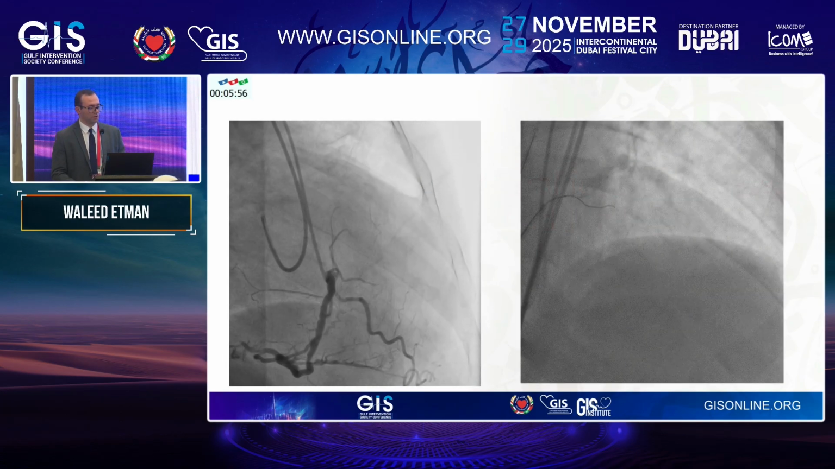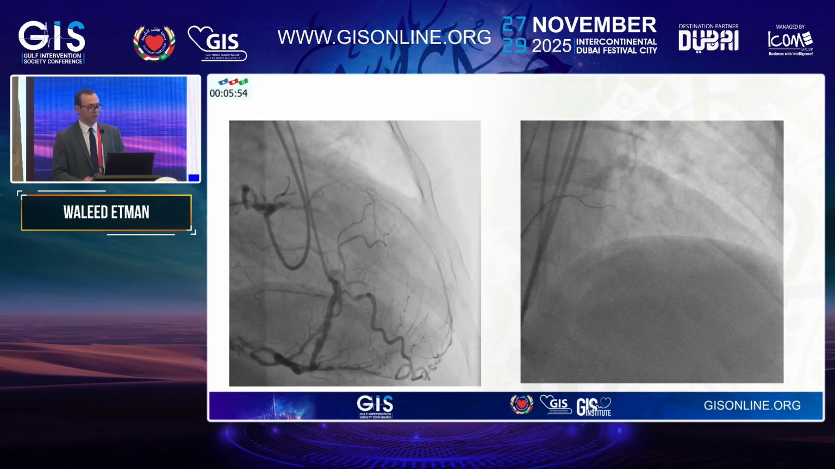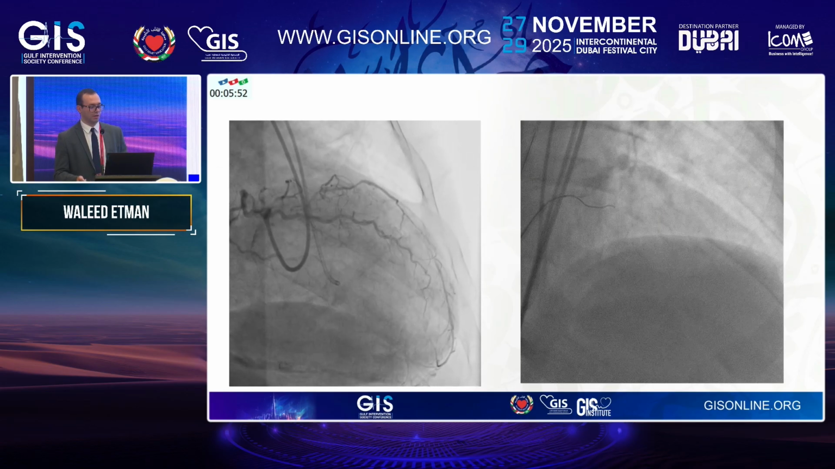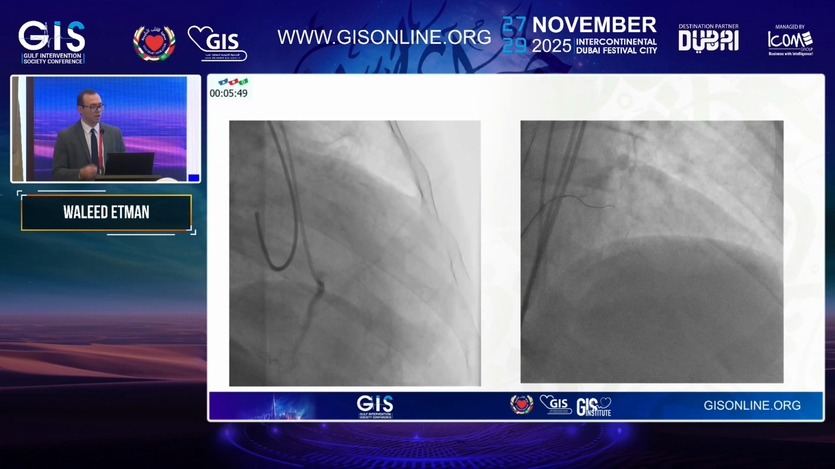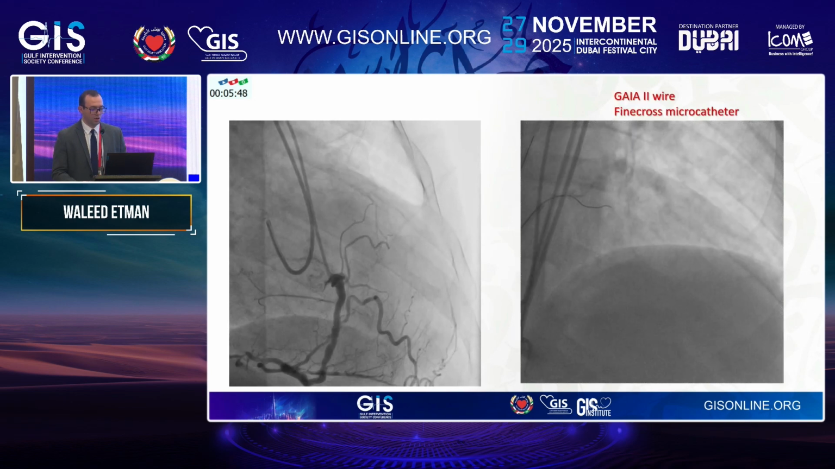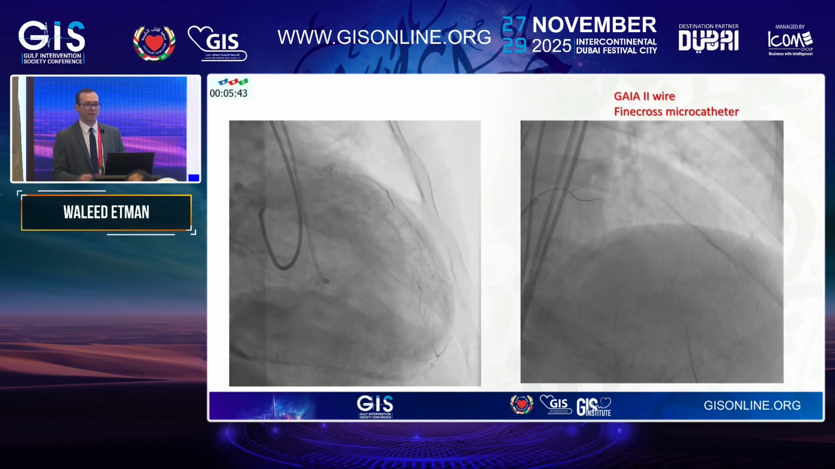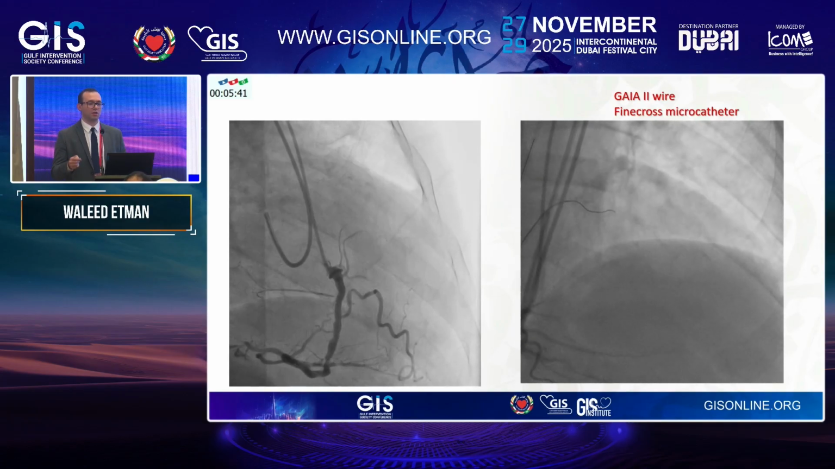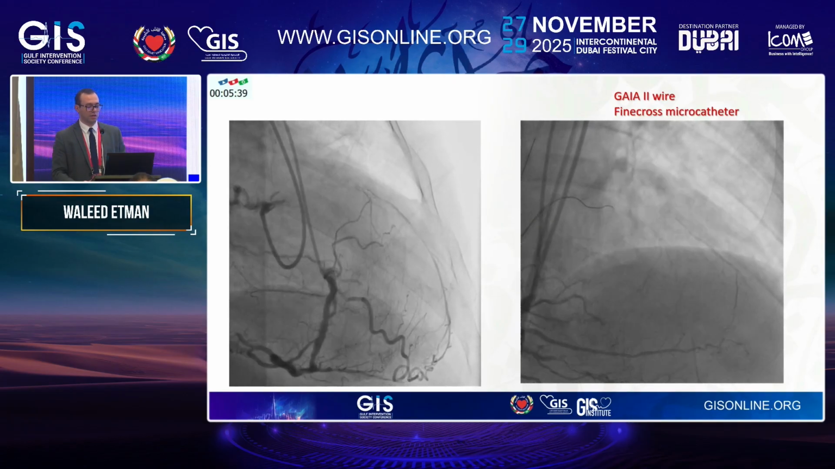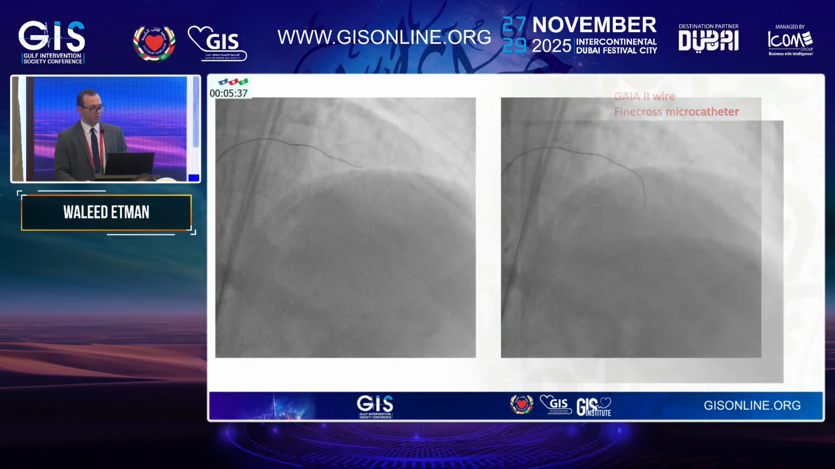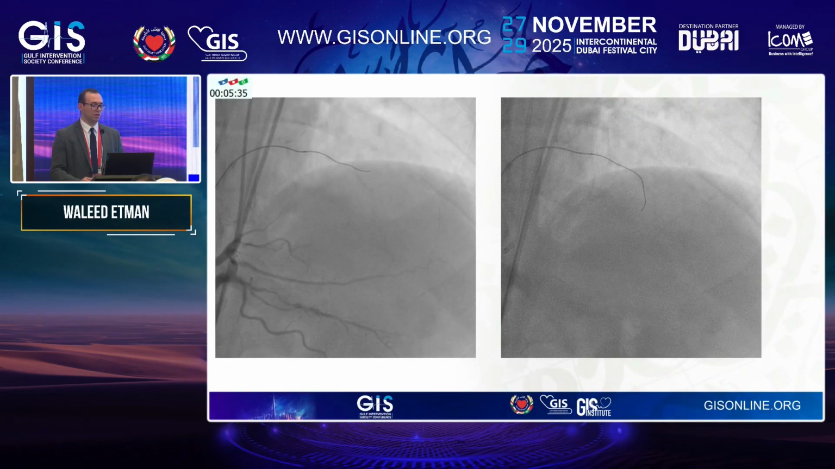We can appreciate here, these are bilateral injections. So we first inserted a Fine Cross microcatheter, and we used a Gaia Second wire. However, the Fine Cross didn't proceed because of the heavy calcium. So I had to manipulate the Gaia across the LAD, across the lesion. Successfully, I managed to pass the wire.